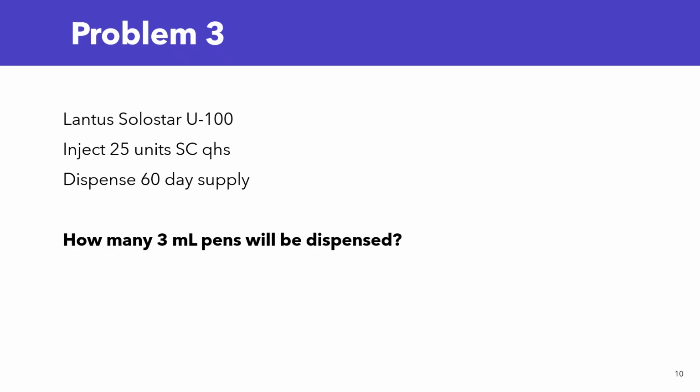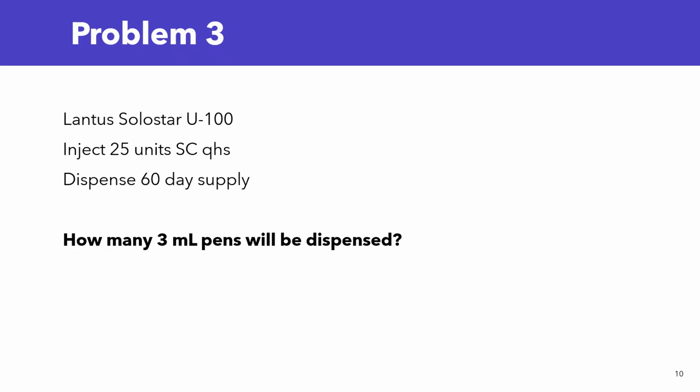Okay, so let's take a look. Lantus Solostar U100, inject 25 units at bedtime. Dispense 60-day supply. How many 3 ml pens will be dispensed?